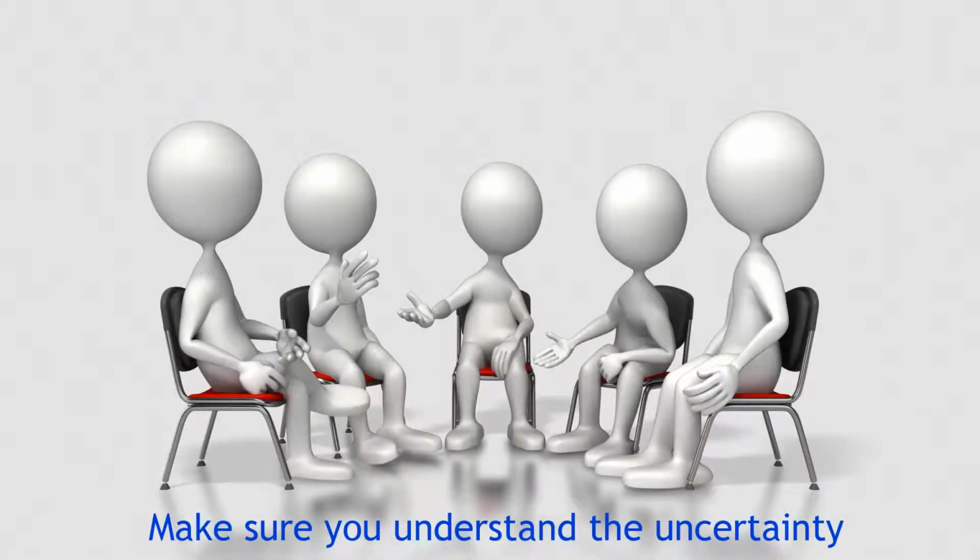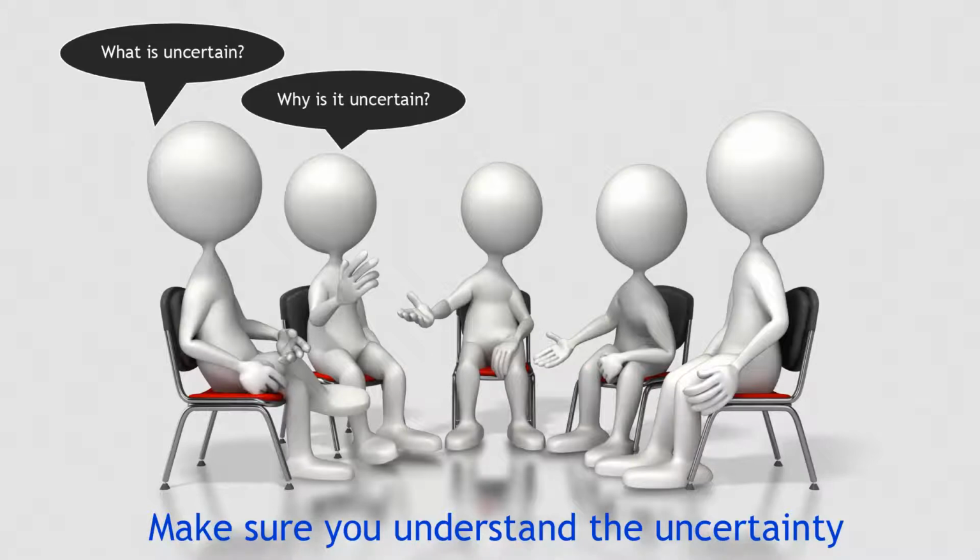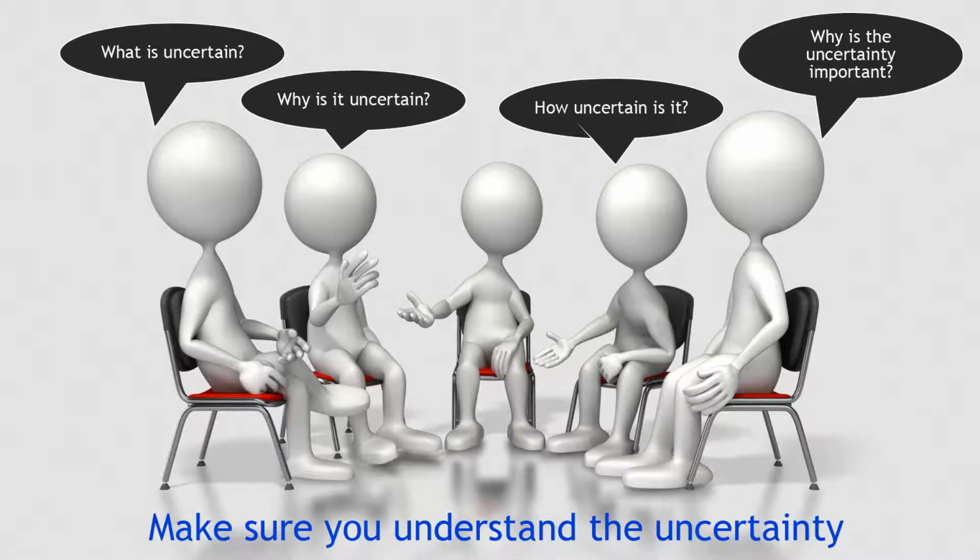Once you understand the risks associated with the decision choice, make sure you understand the uncertainty that can affect your decision or the outcomes of your decision. Do that by asking, what is uncertain? Why is it uncertain? How uncertain is it? Why is the uncertainty important?